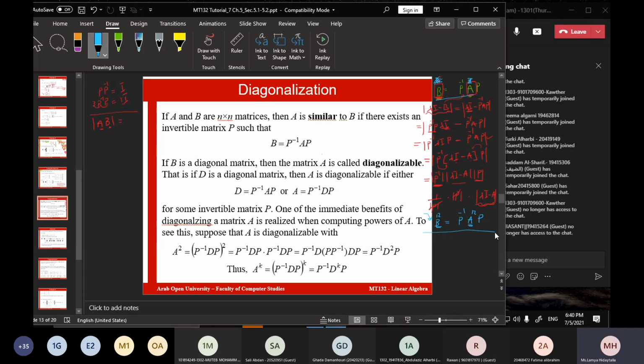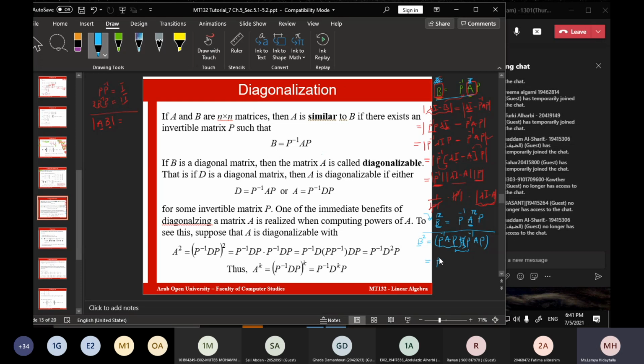For instance, let's take the square, here square and here square. Okay, what is B square? B square is equal to P inverse A P times itself, right? Something squared means B times B. The first B times the second B: P inverse A P times P inverse A P. Correct? Now, I can remove a bracket. We know that this times this is the identity, correct?